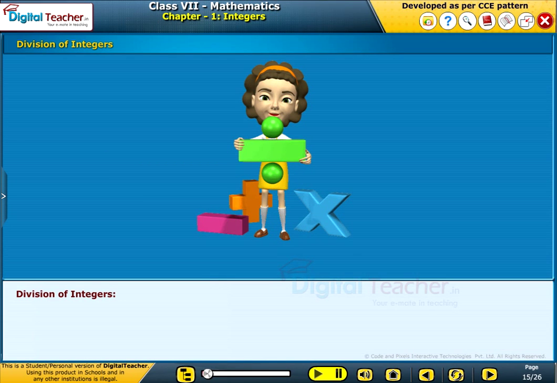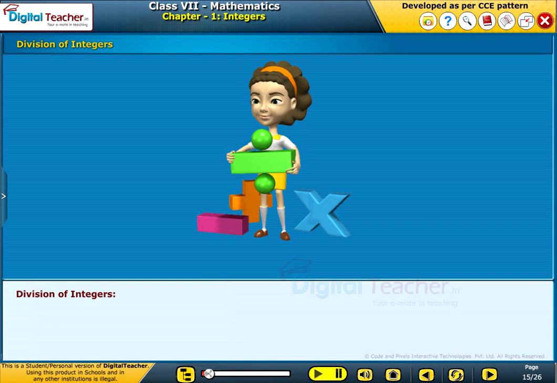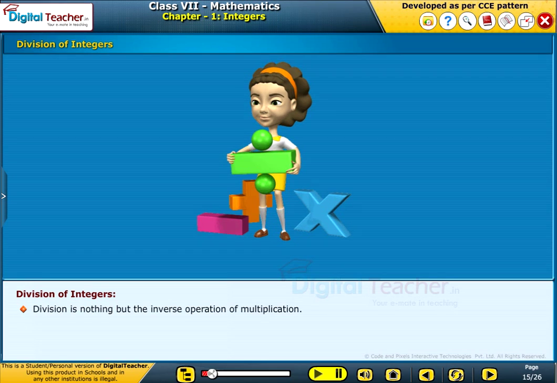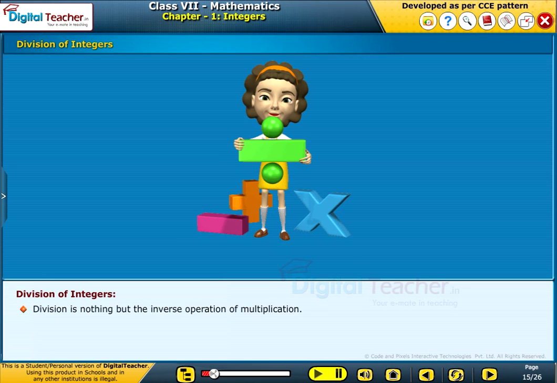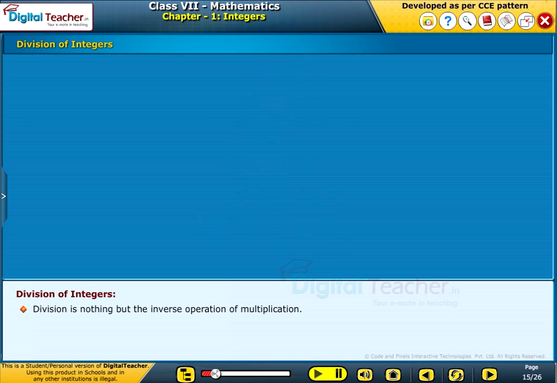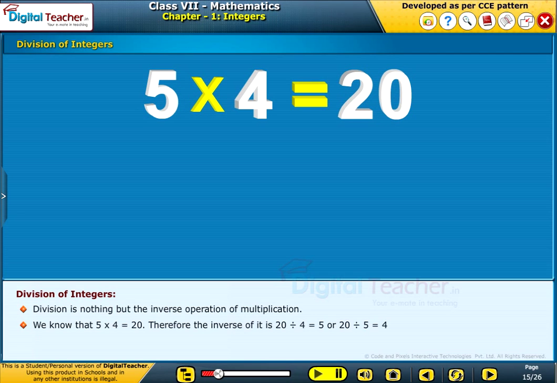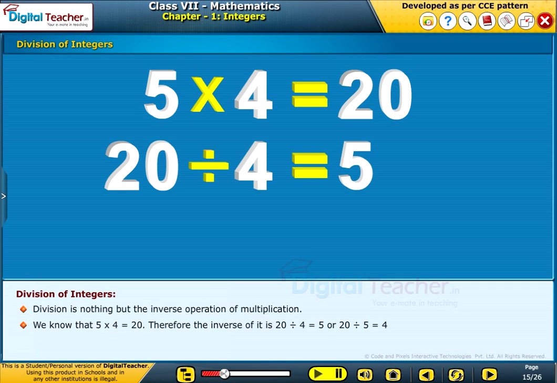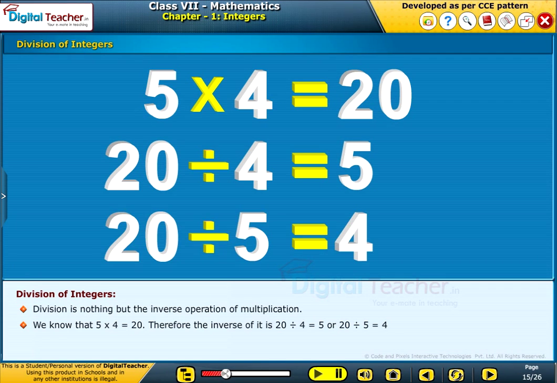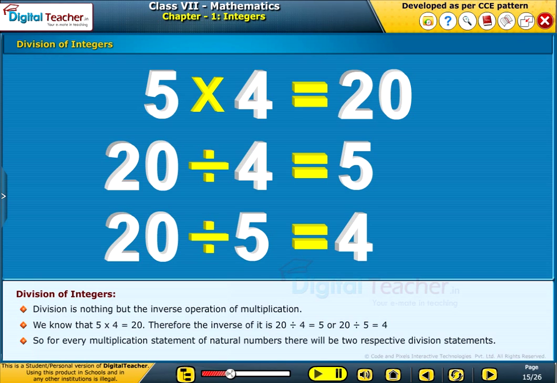Now, let us study about the division of integers. Division is nothing but the inverse operation of multiplication. We know that the product of 5 and 4 is 20. Therefore, the inverse of it is 20 by 4 is equal to 5 or 20 by 5 is equal to 4. So, for every multiplication statement of natural numbers, there will be two respective division statements.